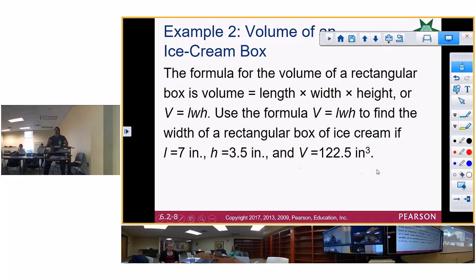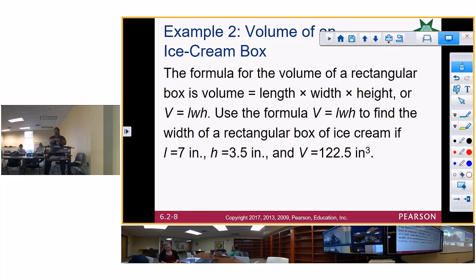Here's another one. Okay, the formula for the volume is V is equal to length times width times height. Write that one down. V is equal to length times width times height, LWH. So what is the width when you have 7 inches on the length, 3.5 inches on the height, and the volume is equal to 122.5?